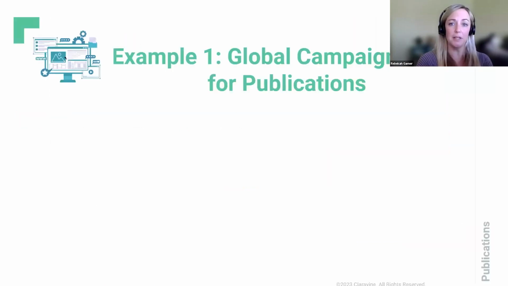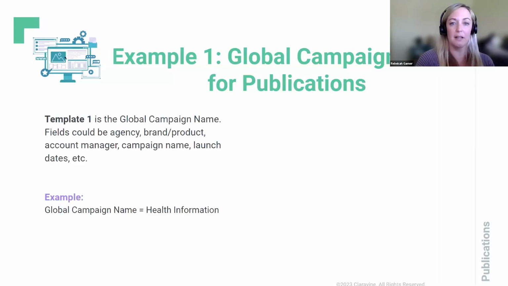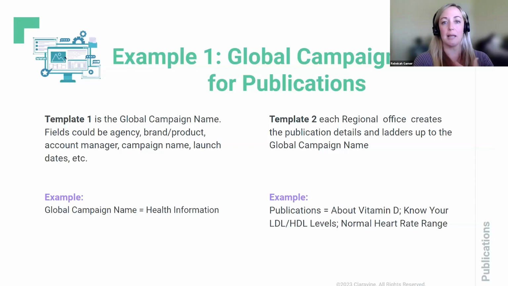The first example, similar to the first, but a kind of a twist on it, is a global campaign for publications. So template 1 is the global campaign name, where we're choosing the agency that's launching this, a brand or a product, and perhaps a launch date. An example would be just general health information. In template 2, I'm a regional office, and I need to create a publication detail that ladders up to the global campaign of health information.